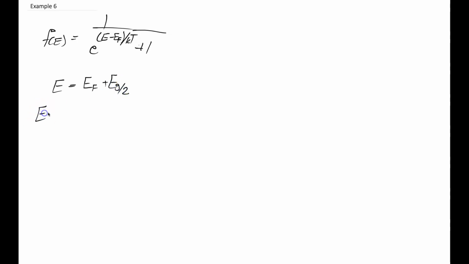So that means that the energy difference between the state energy and the Fermi energy is half of the gap distance. And if we divide both sides by kT, we can find the term that is needed for the Fermi-Dirac equation.